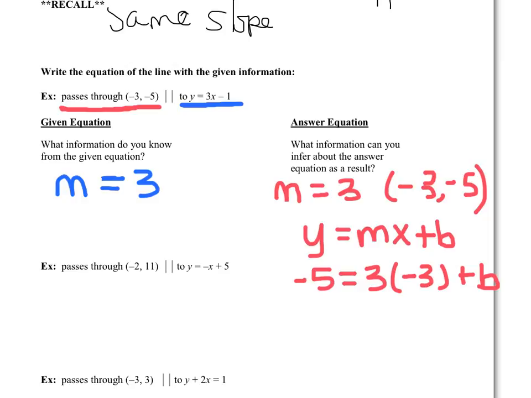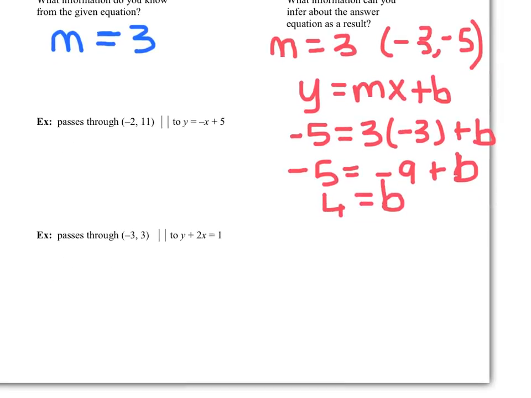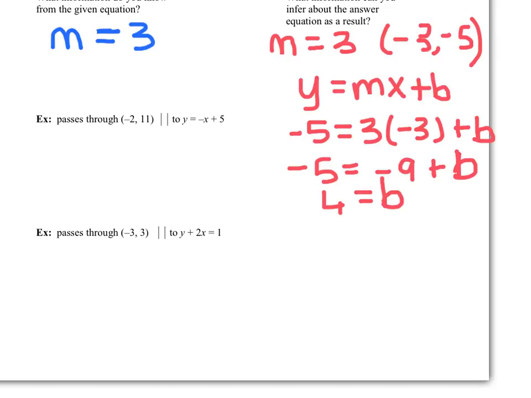So now for the red line, I can solve this like normal. So I have -5 equals -9 plus b, which means that b is 4. And then to complete the equation, I would have to plug both m and b back in. So this, as a final answer, would be y equals 3x plus 4.